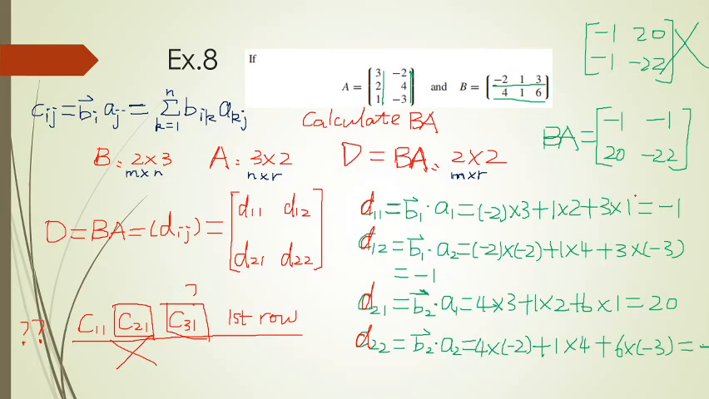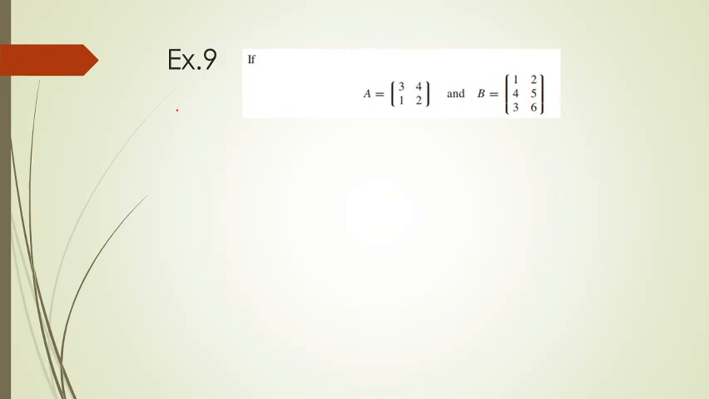I will explain one more example, okay? One more example about matrix multiplication. For this one, we will calculate both, BA and AB. We will calculate both matrix multiplications.